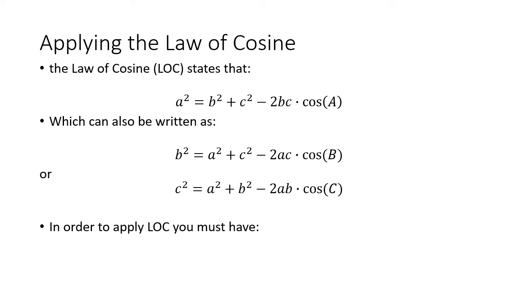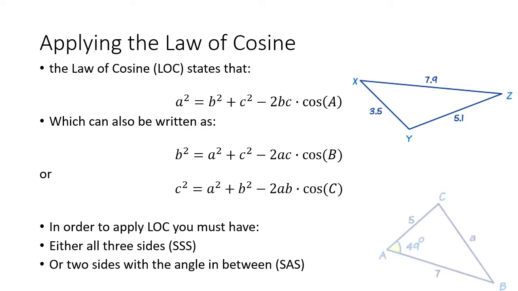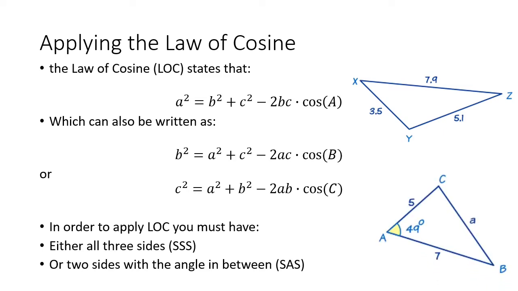In order to apply law of cosine, you must have either all three sides, which is SSS. As you can see here, all three sides are given. In that case, you could use law of cosines to solve for an angle. Or you have two sides with the angle in between, otherwise known as side angle side, SAS. And here you can see this example. We have side B and side C with the angle A in between that.